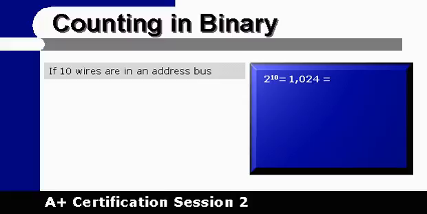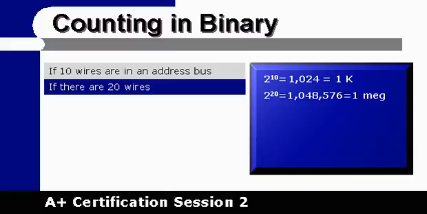We call that amount a K. Some people call it a kilo, but that's rare. Usually we just use the word K. If we have 20 wires, we have 2 to the 20th power, and that equals 1,048,576, or 1 meg. So when you hear somebody say 1 meg, they're really not talking about a million. They're talking about just a hair over a million.